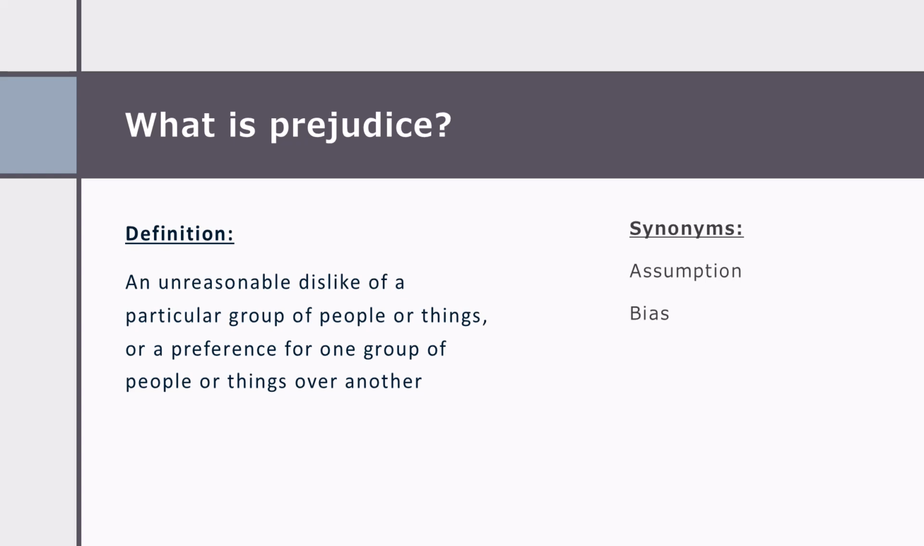You may ask yourself, what is prejudice, or what's another way to think of prejudice? So the actual definition of prejudice is an unreasonable dislike of a particular group of people or things, or a preference for one group of people or things over another. Some other words you might use in place of prejudice are assumptions or biases that people have.